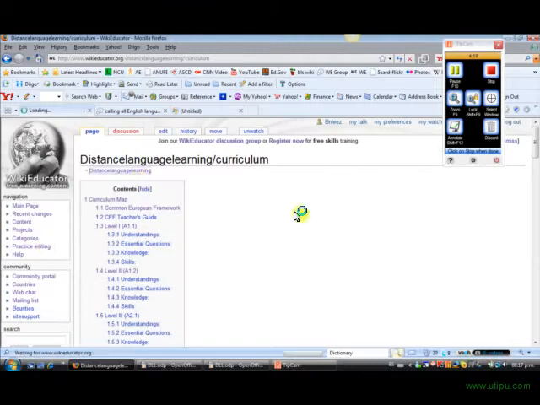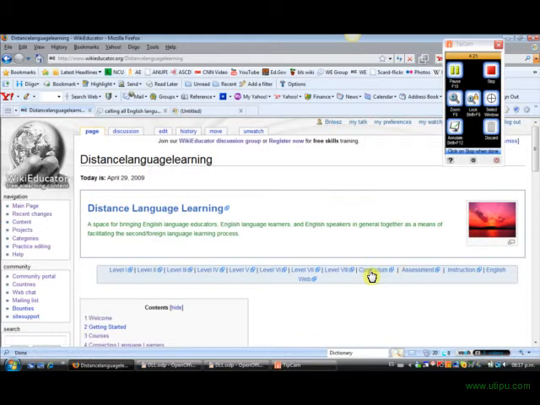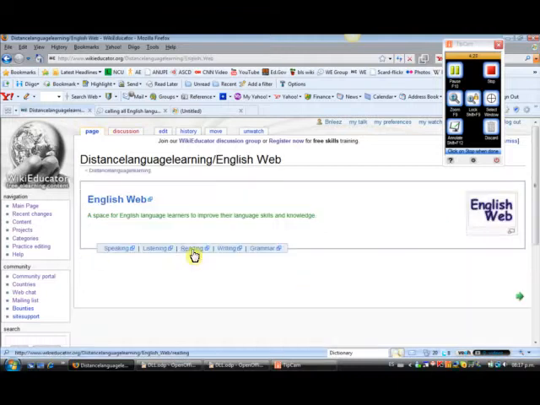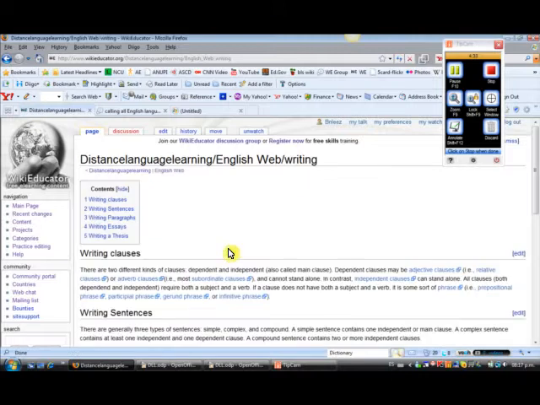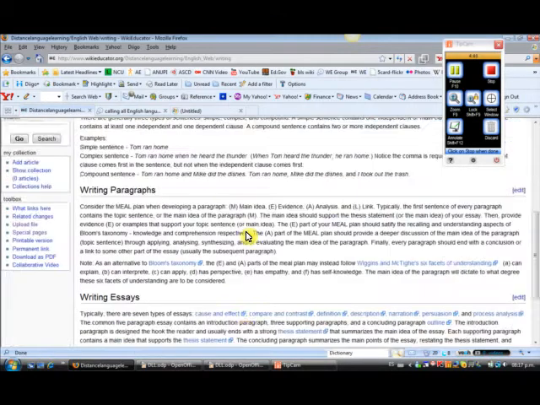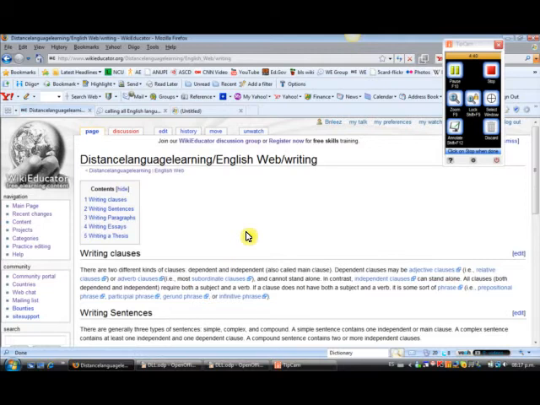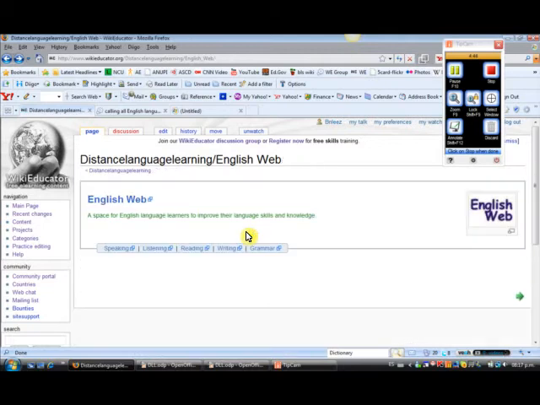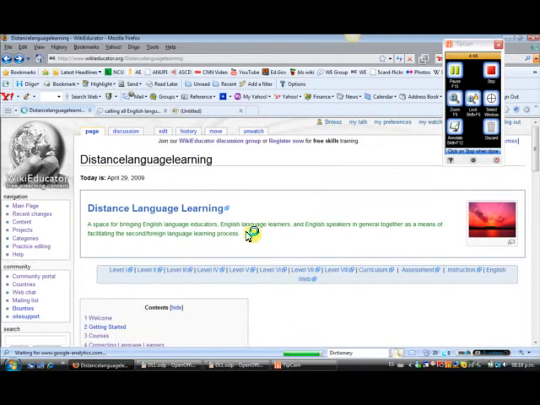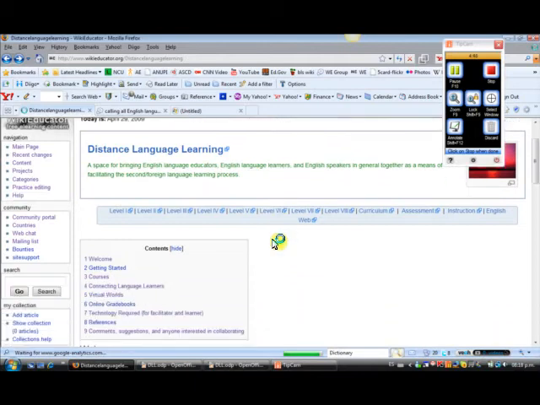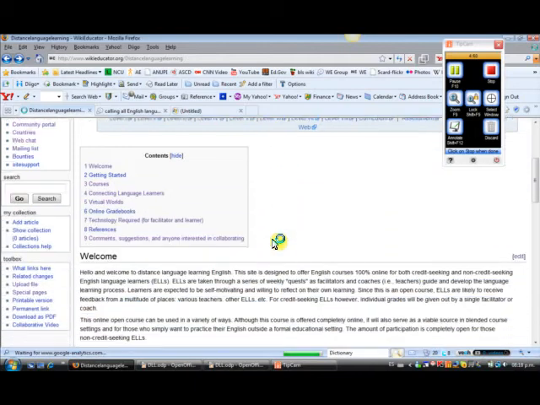So going back to the main page, these three sections, curriculum, assessment, instruction, are for the teachers. The last one, the English web, is more designed for the language learner, and it includes the 4 skills and grammar and different pages that can be of some use to help the learner in the process of learning English. So that's the page in a nutshell.